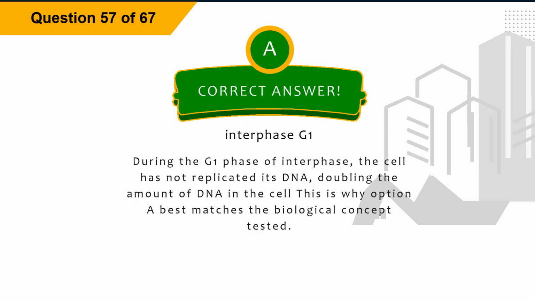The correct answer is option A. Interphase G1. Explanation. During the G1 phase of interphase, the cell has not replicated its DNA, doubling the amount of DNA in the cell. This is why option A best matches the biological concept tested.